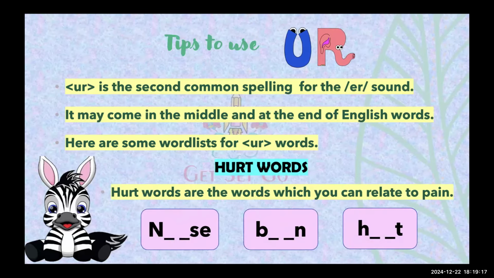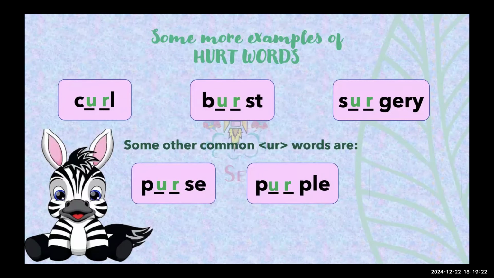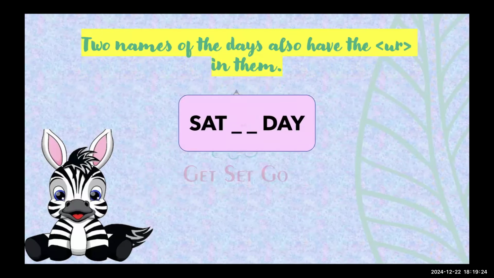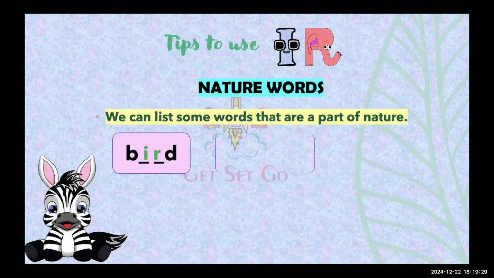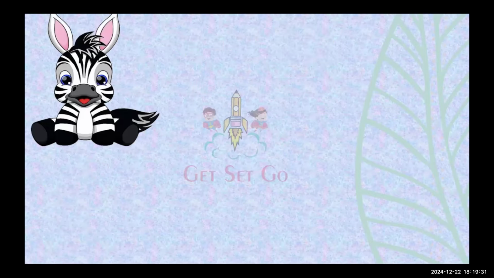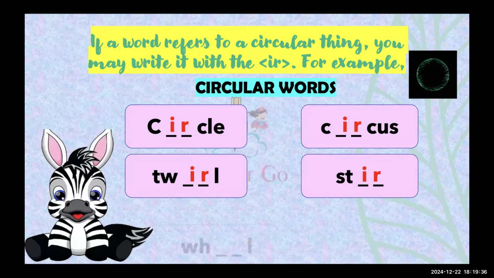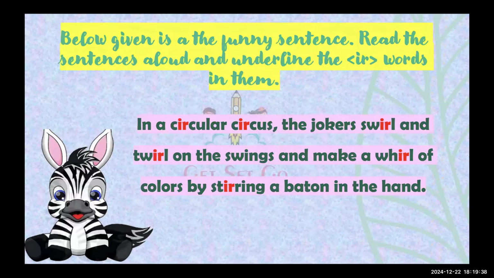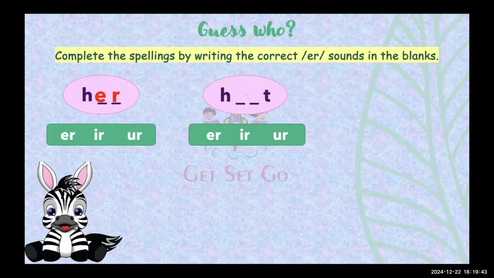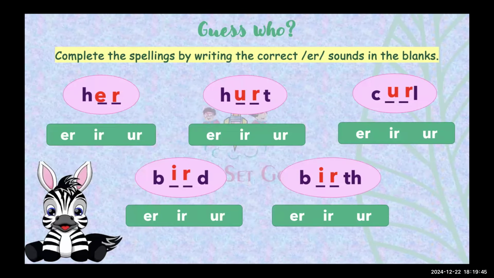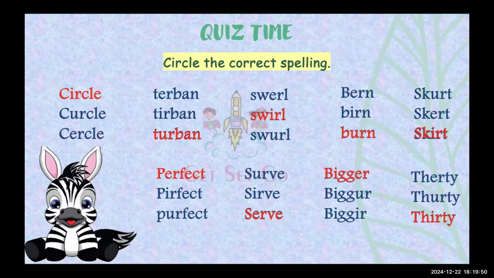We can categorize them as hurt words, and some more object words, and then you have days where you use the sound, and funny sentences are made. IR: nature words, girl words, circular words. So this is how the explanation goes, and then funny sentences, ordinal numbers also we use, and there you have the quiz. Okay, so then again more quizzes for this.